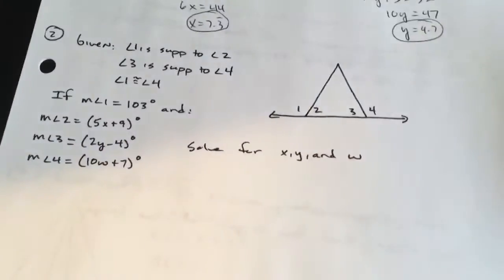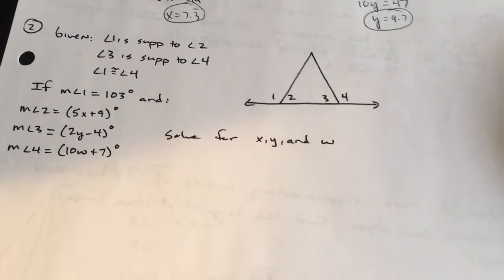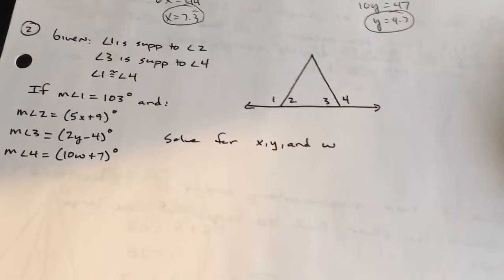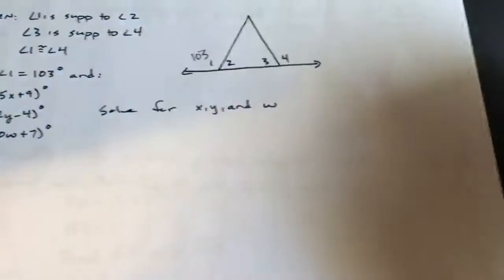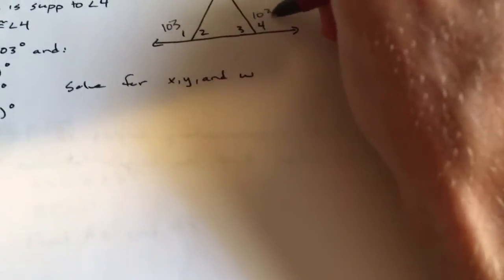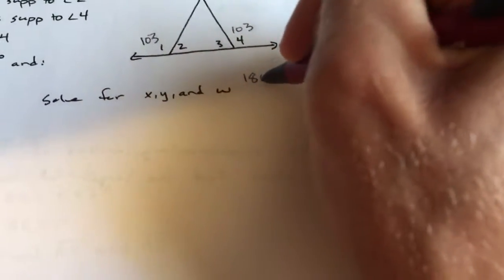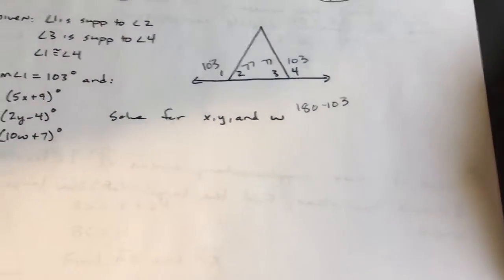All right, number 2 here. Given that angle 1 is supplementary to angle 2, angle 3 is supplementary to angle 4, and 1 is equal to 4. Well, that is key. If 1 is equal to 4 and 1 is 103, so is 4. Simply do 180 minus 103, and you get 77 for angle 2 and angle 3.